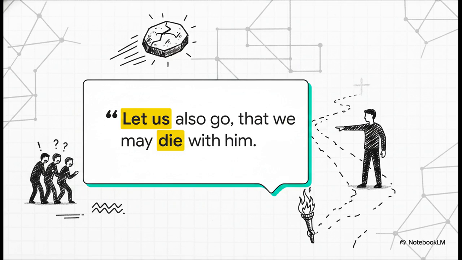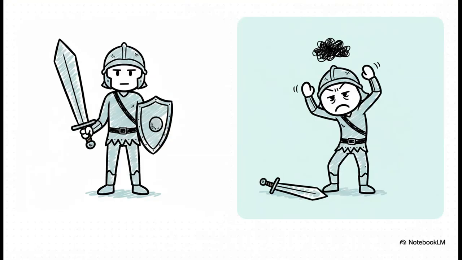Look at this moment in the Gospel of John. Jesus decides to go back to Judea. Keep in mind, people were just recently trying to stone him there. The disciples are terrified, but Thomas drops this line, "Let us also go, that we may die with him." Now, is Thomas really being a fearless literal martyr in this exact moment? If you read that entirely literally, it falls completely flat, right?